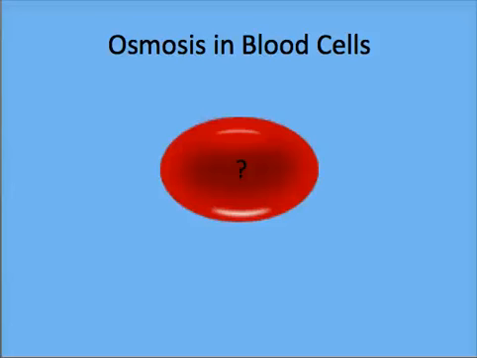Imagine that you are conducting an investigation in which blood cells are placed in 3 solutions, each of which contains a different amount of salt as its solute. How does the flow of water, or osmosis, affect a blood cell which has been placed in different types of solutions?